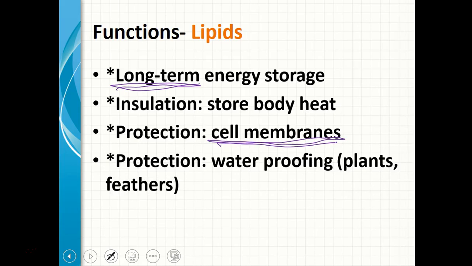And they also provide protection in terms of waterproofing. So if you think about birds, notice you don't see birds bogged down when it's raining. That's because their feathers are waterproof, and that is a form of protection given by a lipid layer that's on the surface of their feathers.